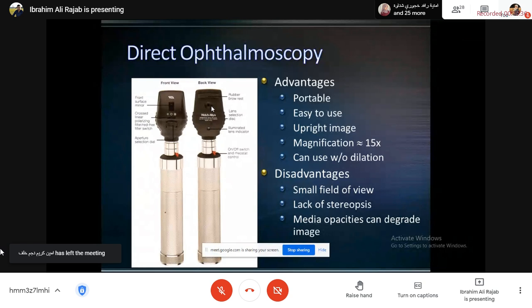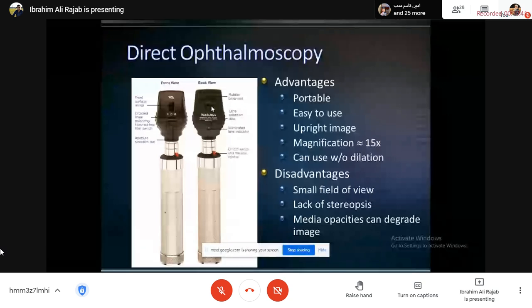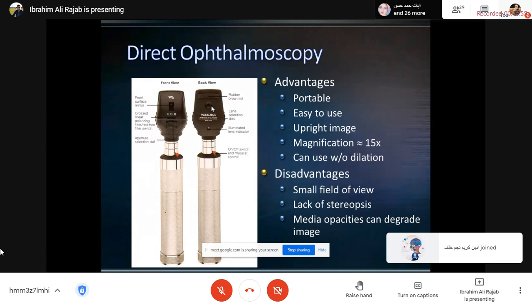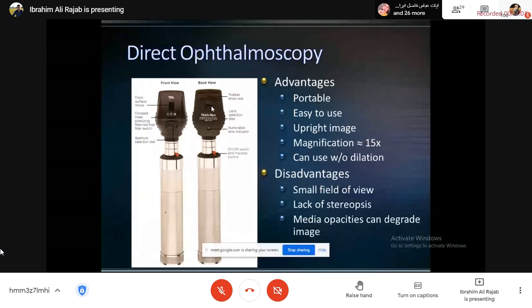The third disadvantage is called the media opacity can degrade the image. If we have a media opacity, media I mean the media of the light. The light passes through ocular media, I mean through the cornea, through the anterior chamber, through the pupil, then the posterior chamber, then the lens and the vitreous. Any opacity in this media, I mean the media of the light, the image will be of low resolution.